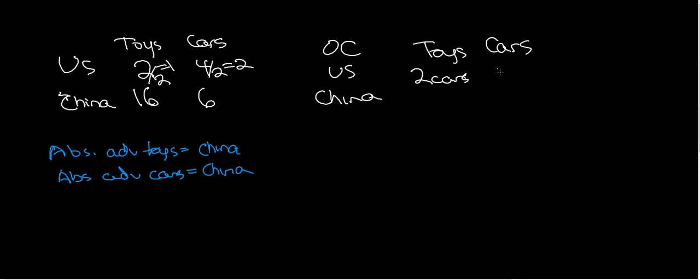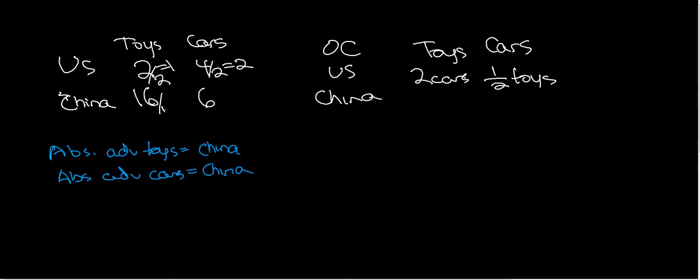Now to find the cars opportunity cost, just take the reciprocal of the first, so you won't have to do any math. But if you really want to, solve it the real way: divide the 4 by 4 to get in terms of 1 car, and divide 2 by 4 to get 1/2 toys per 1 car. And for China, the concept is the same.